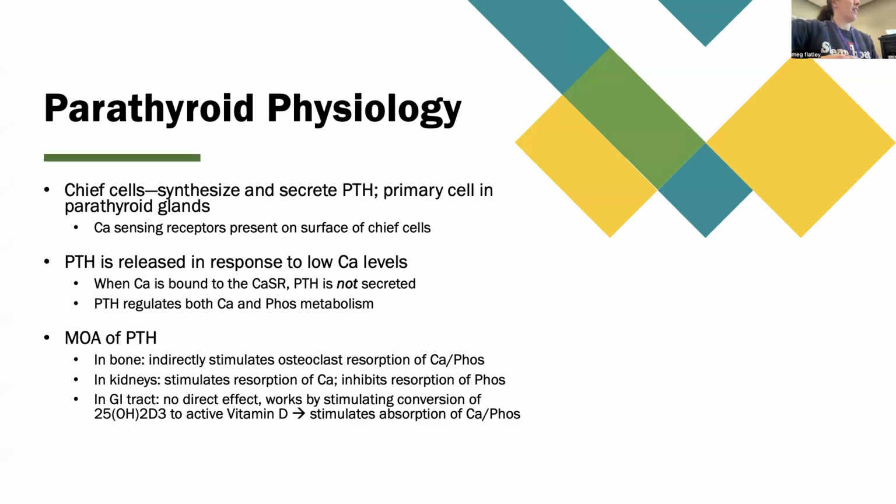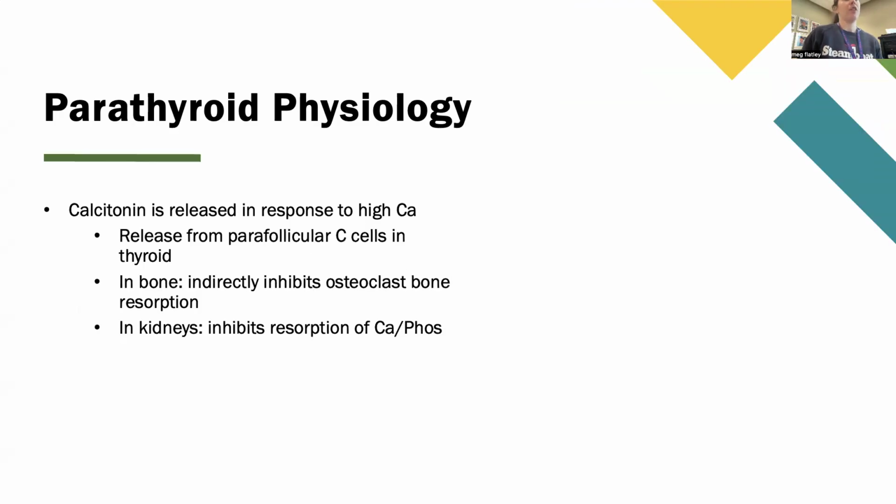In the GI tract, like I said, there's no direct effect, but PTH stimulates the conversion of the 25 vitamin D to the active form. So that will stimulate reabsorption of both in the GI tract, but the inhibition of resorption in the kidneys overrides that. So you'll have hypophosphatemia with increased PTH.